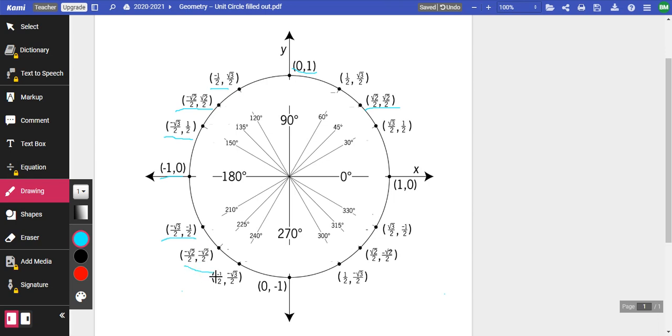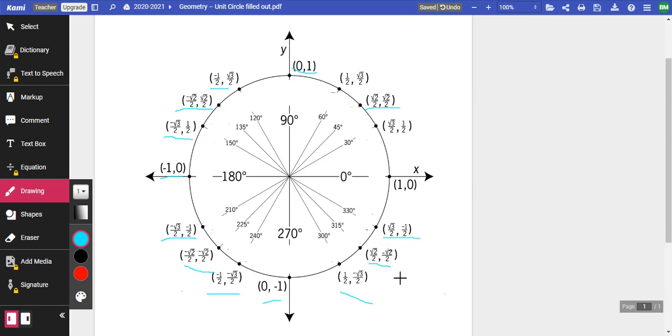225 is negative square root 2 over 2, negative square root 2 over 2. 240 is -1/2, negative square root 3 over 2. 270 is 0, -1. 300 is 1/2, negative square root 3 over 2. 315 is square root 2 over 2, negative square root 2 over 2. 330 is square root 3 over 2 and negative 1/2.